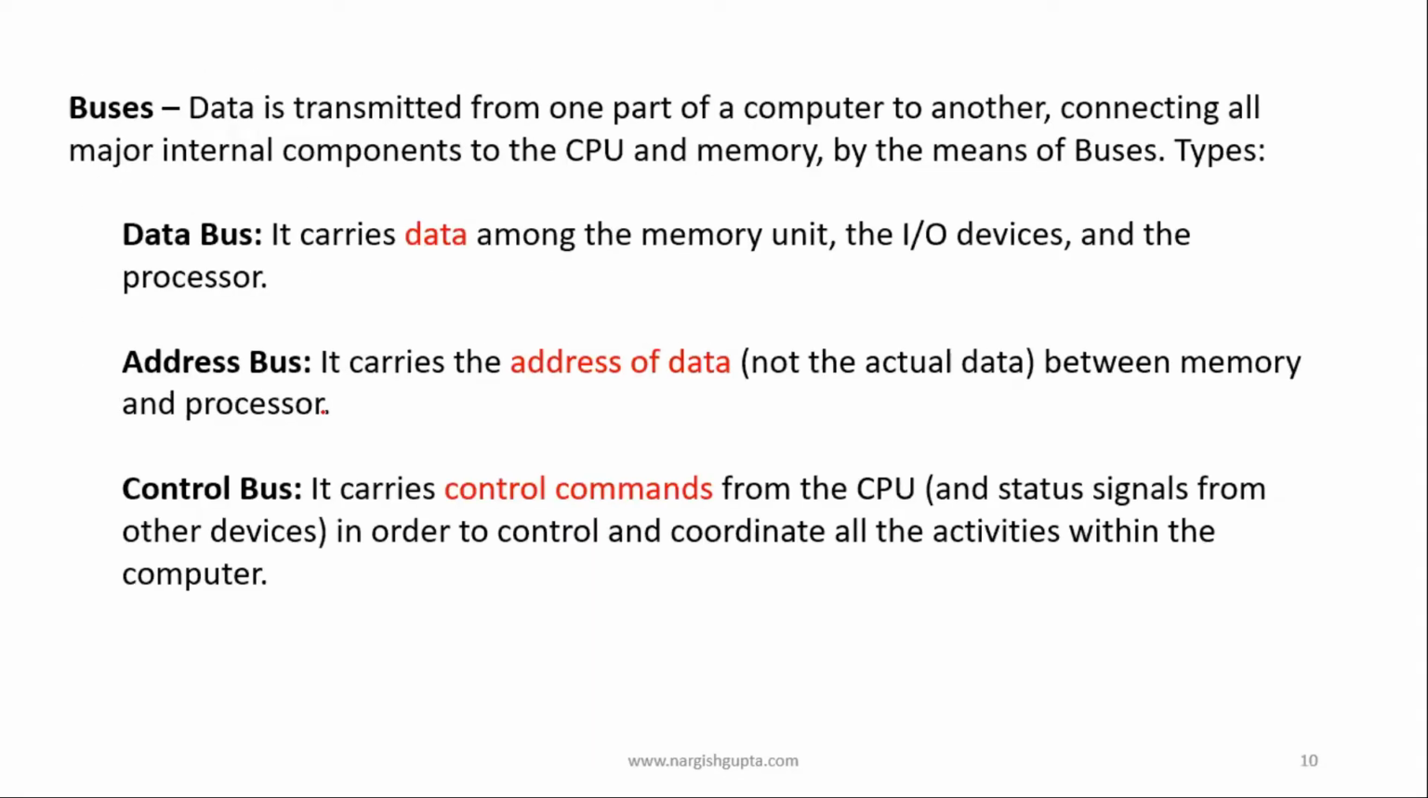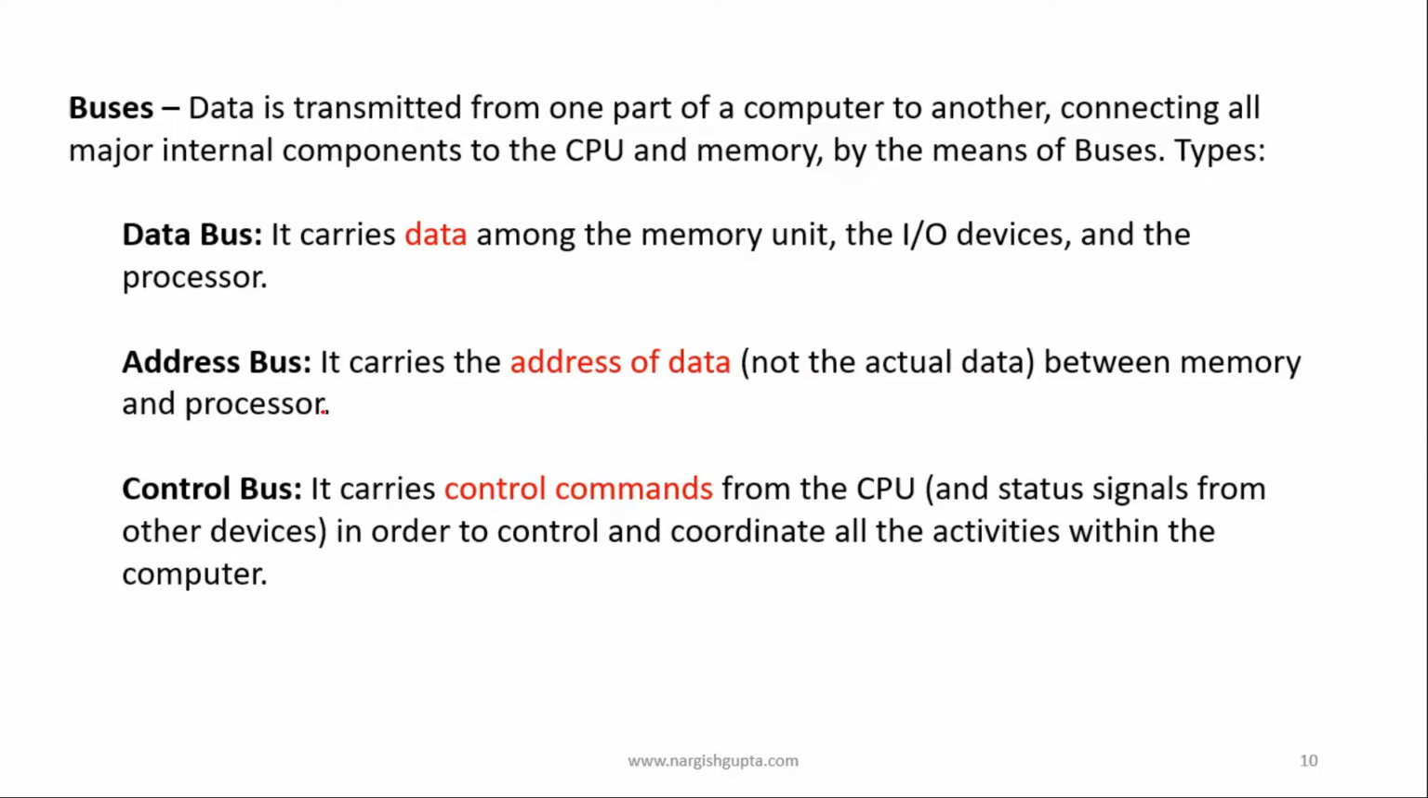Then the next very important and basic component of the computer system are buses. Buses are nothing but the cables and the wires which are connecting different components inside the computer system. So data is transmitted from one part of the computer, that is from memory to control unit to arithmetic and logic unit. Whenever the data or the address will be transmitted within the computer system, that will be done with the help of bus only.